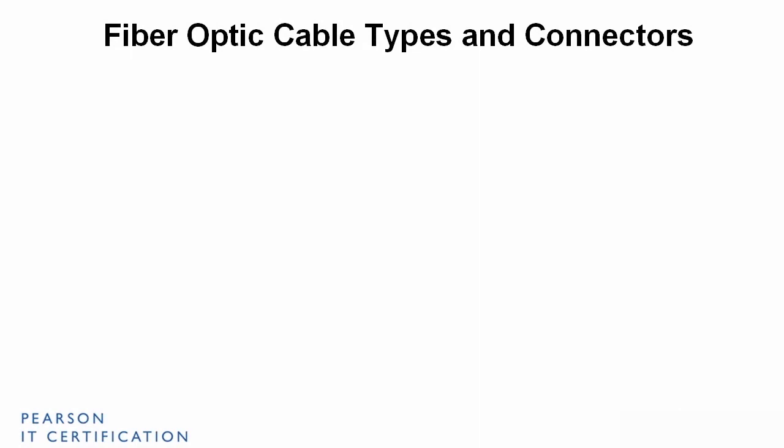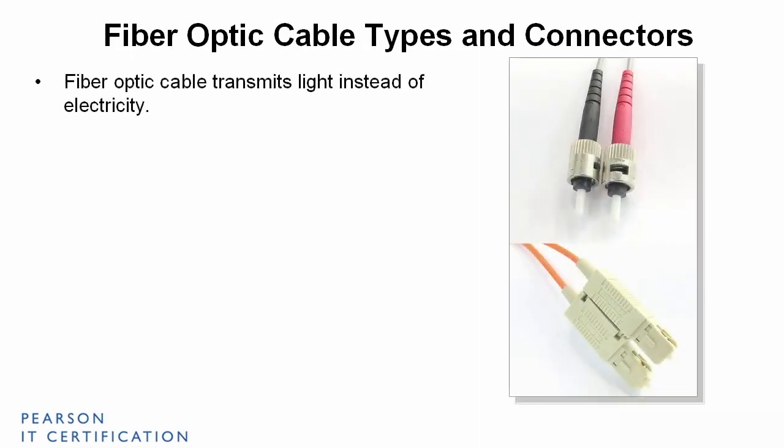So let's talk about fiber optic cable. Fiber optic cable transmits light instead of electricity. You know, your twisted pair and your coaxial cables send electricity. That's the medium. Fiber optic uses light. It sends photons over the cable. And so they can send signals much faster and further than copper wires can.